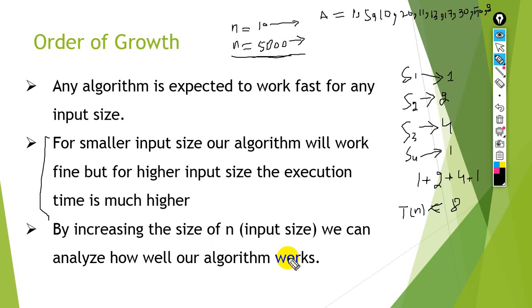So now if we have a larger number of inputs, a higher input size, then we should analyze the algorithm, how fast and how well our algorithm works. Okay, so then we need an analysis of algorithm. We will do that analysis of algorithm for finding the order of growth. So order of growth, we will find by using the analysis of algorithm.